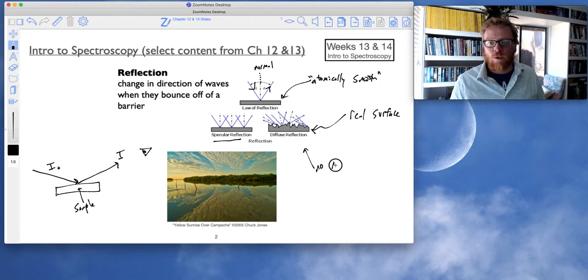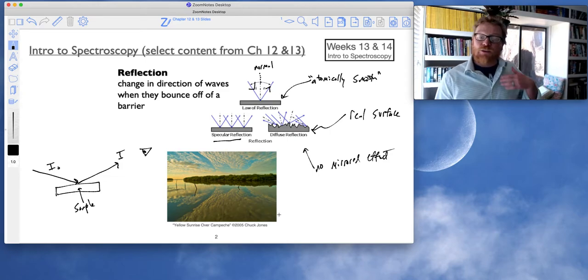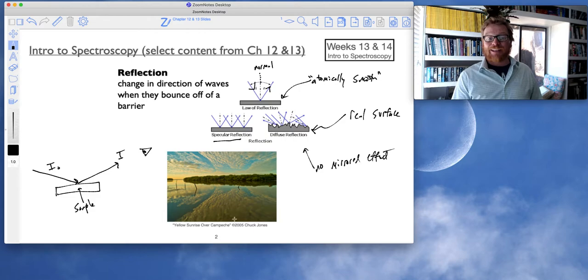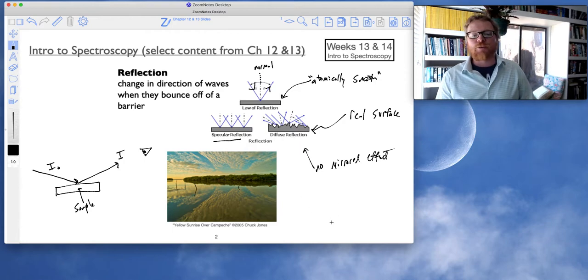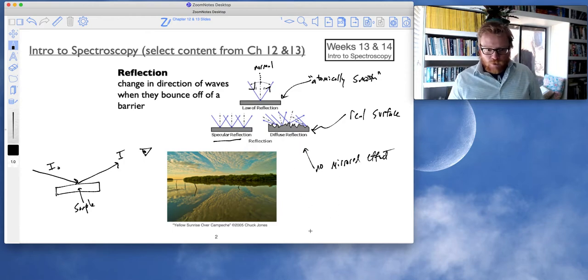So no mirrored effect. So what that means is with this lake picture, as the wind picks up in the day, as the water becomes more choppy, we're not going to have that beautiful specularly reflected light coming off the surface. It's going to be diffusely reflected. And the diffusely reflected light will just look like a normal lake surface, okay?